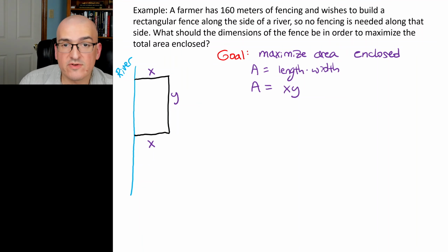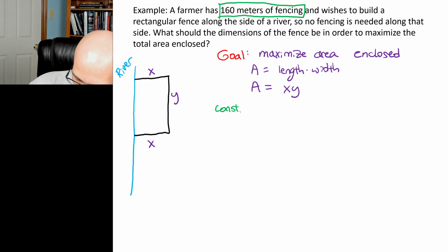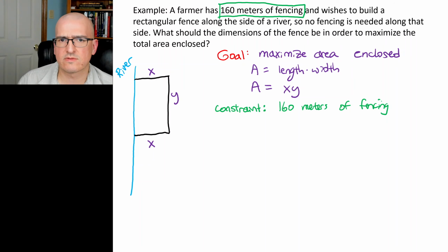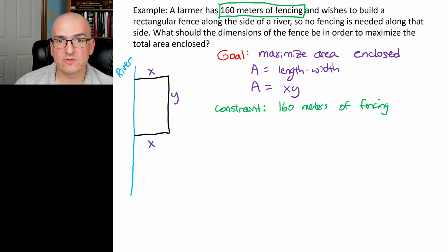We are told that there's 160 meters of fencing. This is called a constraint. If we didn't have a constraint, we'd just say build an infinitely big fence because you'll get infinite area. So the constraint is absolutely necessary to make this a meaningful question.